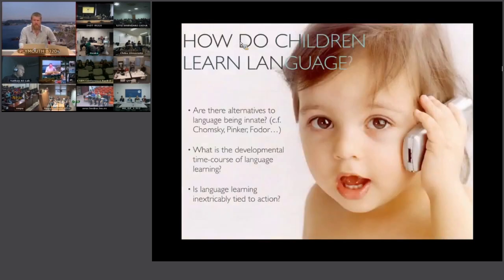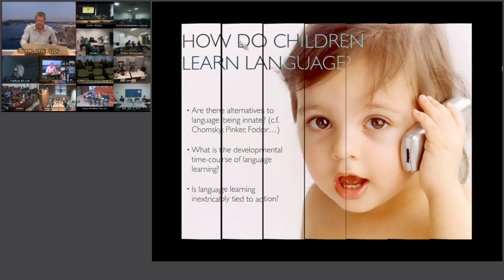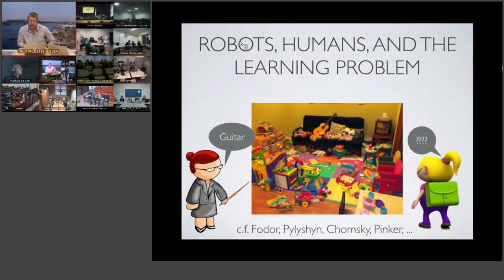So how is it that children learn language? Are there alternatives to the classic proposals that language is innate? Are there developmental stages in language learning? And is language learning tied to action? So the traditional view has been, as proposed by Fodor, Pylyshyn, Chomsky, Pinker, and many others, that language is innate. And the reason they think that goes something like this.